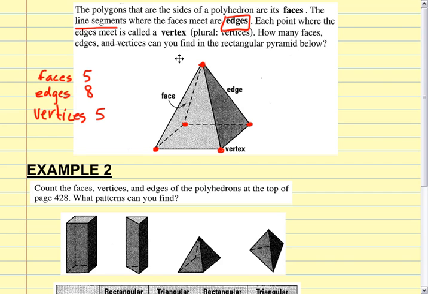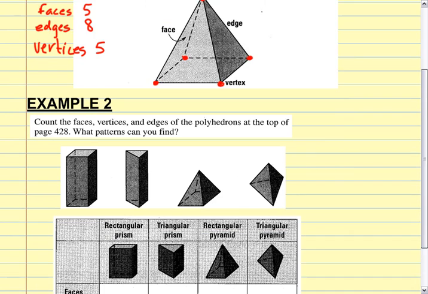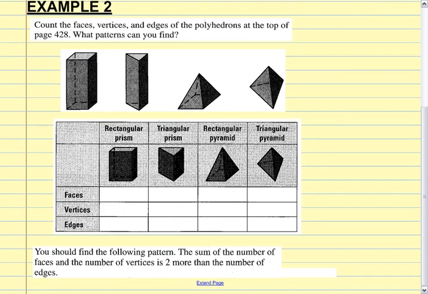All right, let's go down here and look at this. Okay? It says, count the faces, vertices, and edges of the polyhedrons. We've got 4 of them here at the top of the page. I went ahead and put them in front of us. What patterns can you find? All right, well, let's see. Let's deal with the rectangular prism first.